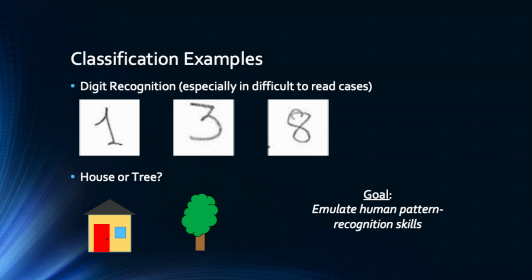This kind of partitioning is known as classification. The goal is to group images or data into certain groups. One example of this is digit recognition, as you can see above, and a second example, like we've seen before, house or tree. Neural networks can use human pattern recognition skills similar to the neurons in human brains. The goal is to have the computer emulate these human pattern recognition skills on large data sets.